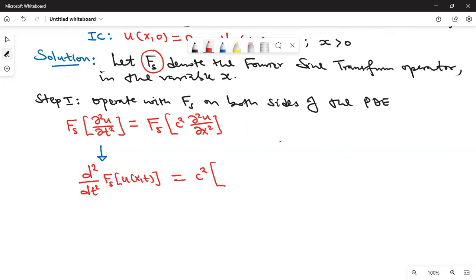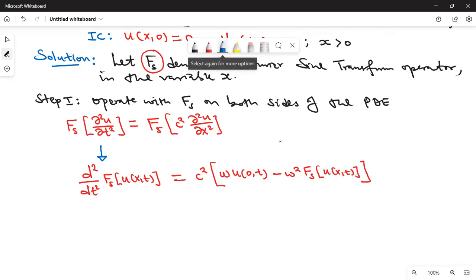So this is what you're going to get as the Fourier transform of the second derivative of u with respect to x twice. It will give you omega times u of 0, t, then minus omega squared times the Fourier sine transform of u of x t. That's what you need to get.